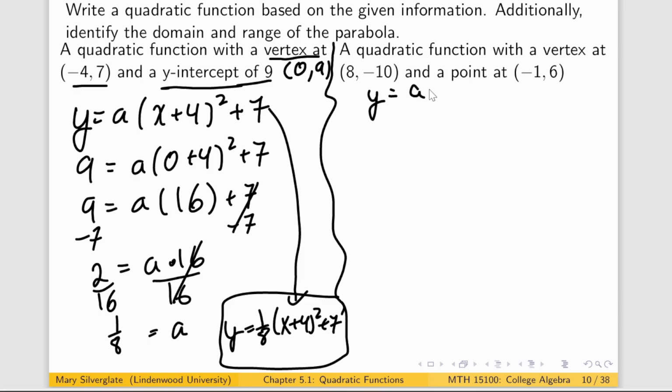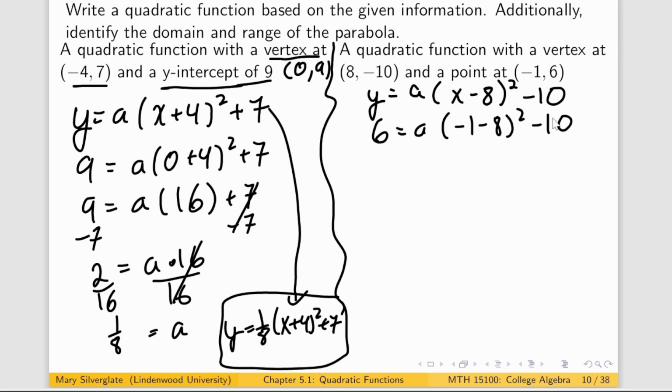So we're going to set it up a similar way. We'll have an unknown multiplication factor and then say, okay, we're going to take away 8 to say that we're going to move right 8, all squared, and then subtract 10 on the outside to say moving down 10. Then we can plug in this point, so we plug in y is 6, x is -1. And then we can simplify from here with the goal to solve for the stretch factor.